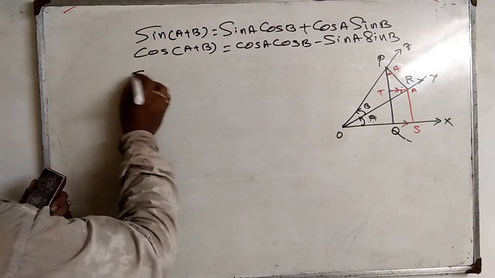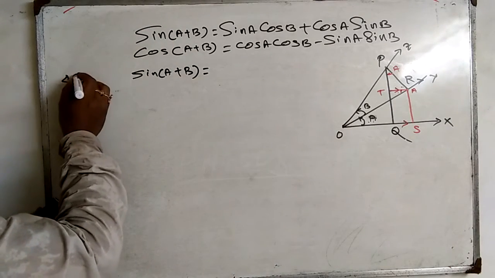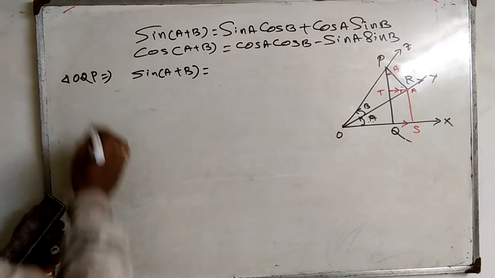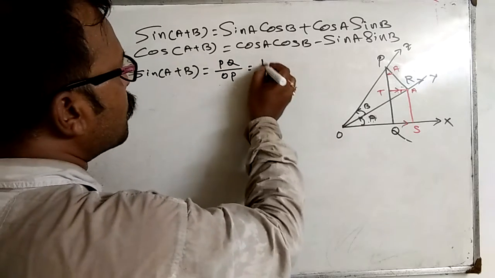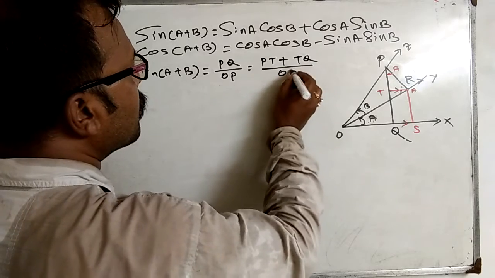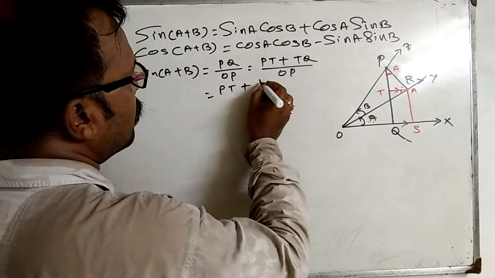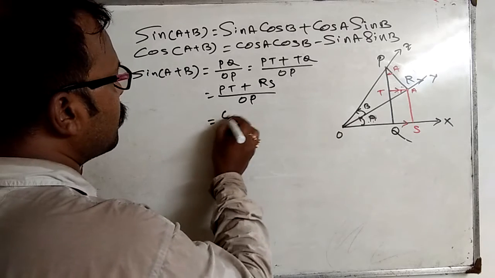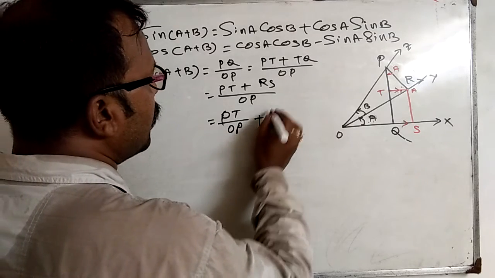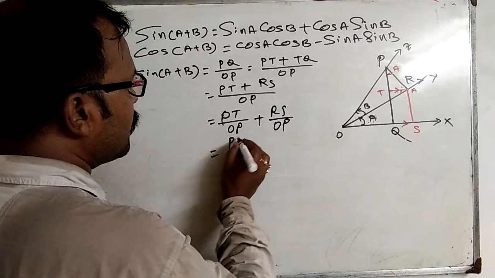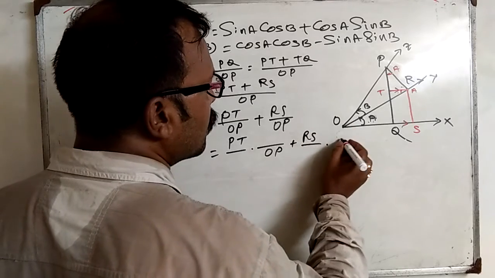Now proof, sin of A plus B equals to, from the triangle OQP, PQ by OP, and PQ equals to PT plus TQ by OP, TQ equals to RS by OP. Now see, PT by OP plus RS by OP.